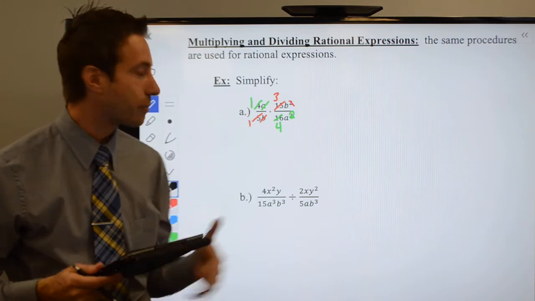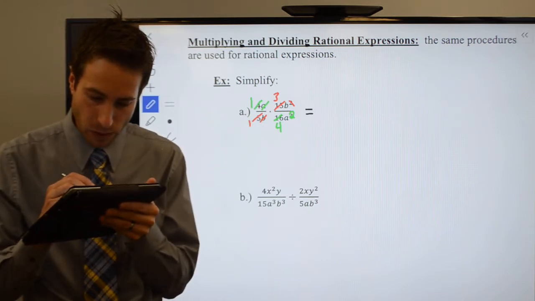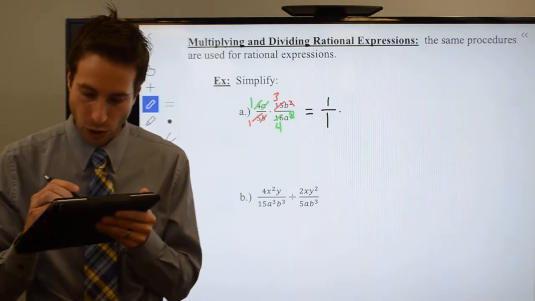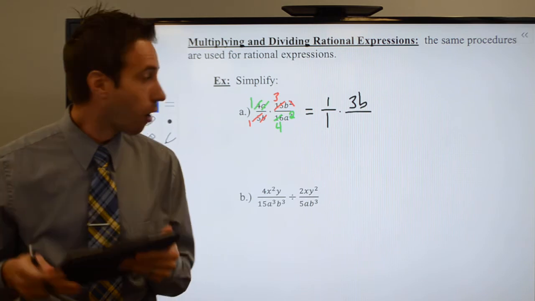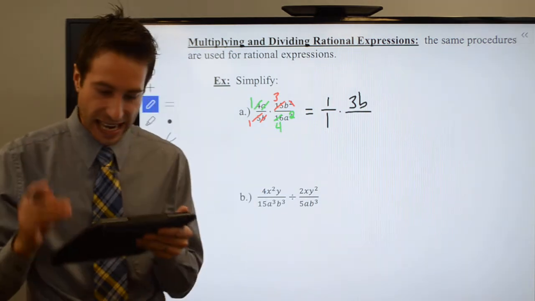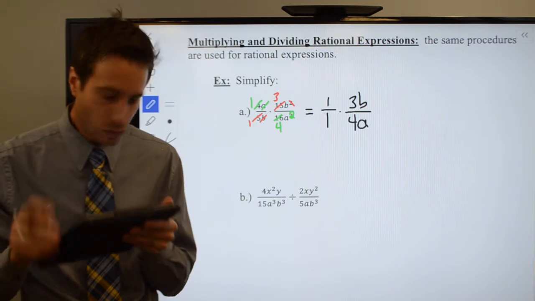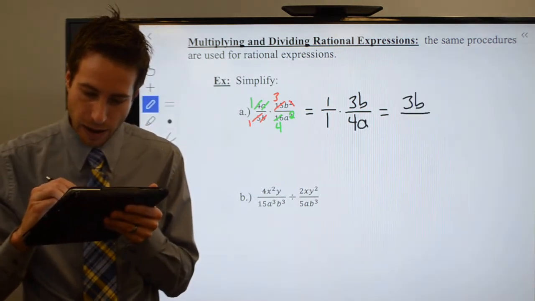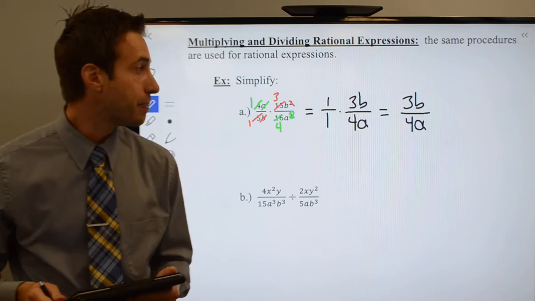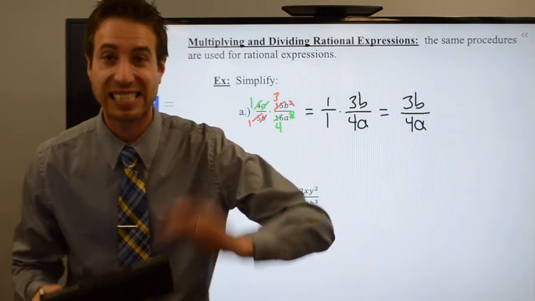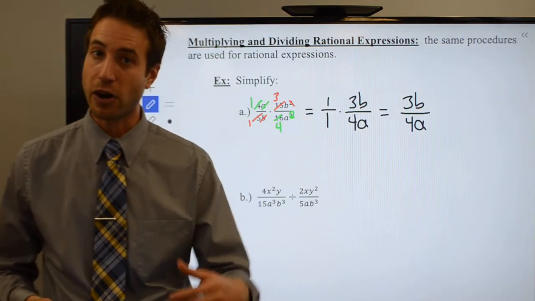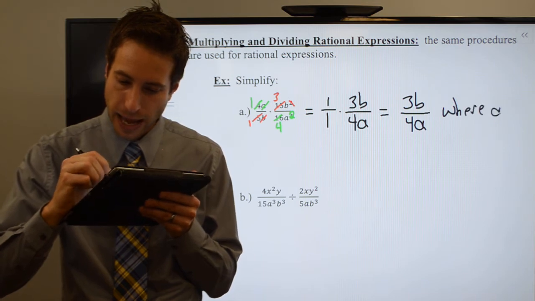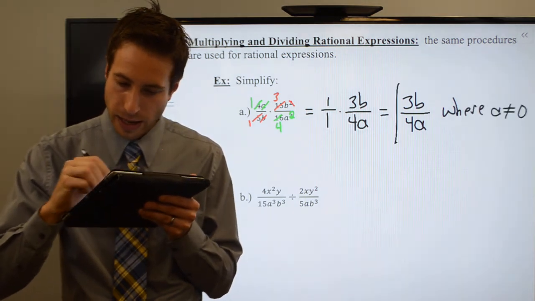Everything over here canceled, leaving me with 1 over 1. So 1 over 1 multiplied by, well, I have a 3 and a b left over. 3b all over. I have a 4 and an a. Well, 1 times anything is just that number. So I wind up with 3b over 4a, but don't forget, I still have a denominator, and since I have a variable, I will need to restrict my domain. a cannot be 0. And there you go.